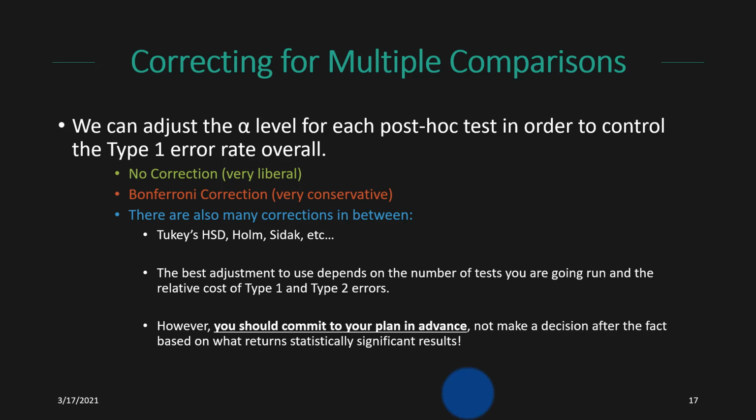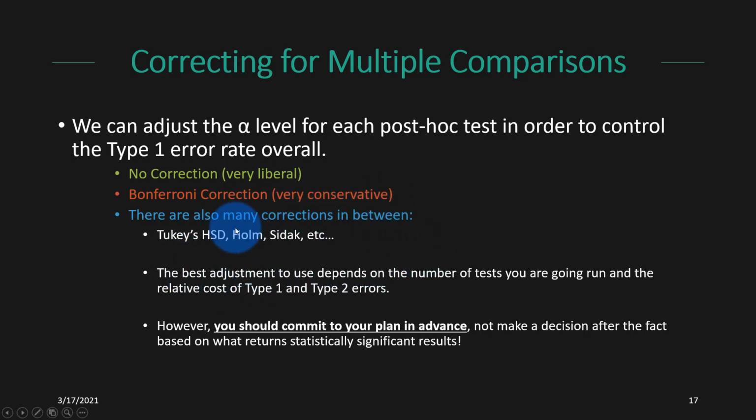So finally, we can adjust the alpha level of each post-hoc test in order to control the type 1 error rate overall. Once we've chosen our strategy, are we going to do pairwise comparisons or are we going to do simple effects tests, we can further make a decision about how we want to implement a correction for multiple comparisons. And on the far liberal side of the spectrum would be not making any correction. And sometimes that is an acceptable approach to take. A lot of the time, though, we're going to want to make some kind of adjustment for multiple comparisons. So we might do a Bonferroni correction, but like we said, that does tend to be very conservative.